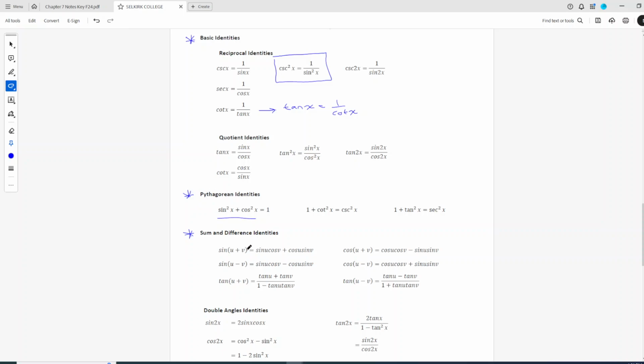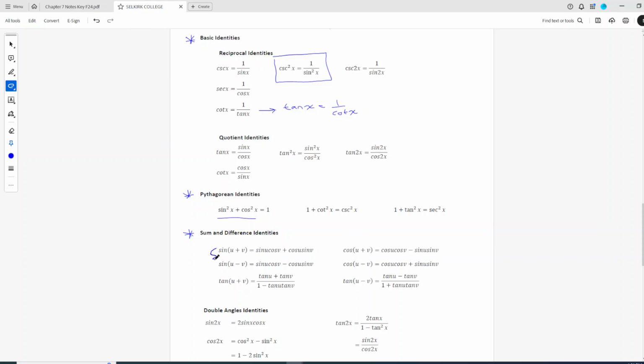So what we're going to look at is that if you have an identity where it's the sine of something adding or subtracting, or the cos of something adding or subtracting, or the tan of something adding or subtracting, you can expand them out. We always want it to be sine x, not sine of x plus y or sine of u plus v. So they're kind of weird.